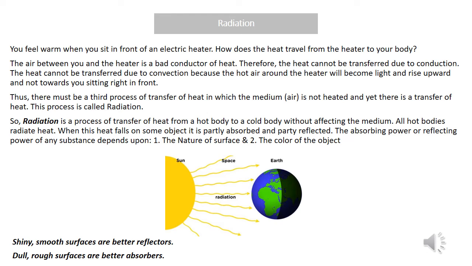So all hot bodies, if any hot body is there, it radiates heat. So you must have seen, if any hot pan, you bring your hand near it, you must be feeling heat. From the sun, isn't it? We are getting heat nowadays. See, so much heat is there around us, isn't it? We feel heat. Okay, because sun is radiating heat, and from the sun we are getting heat.